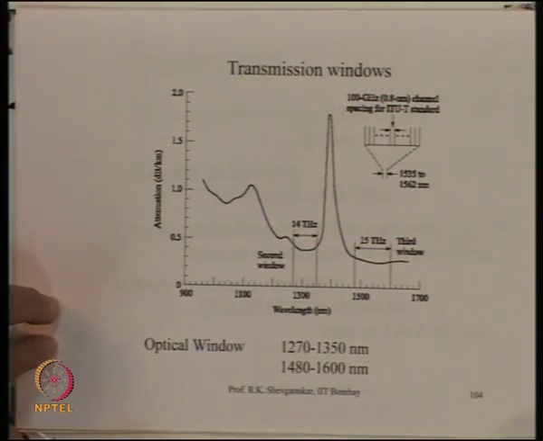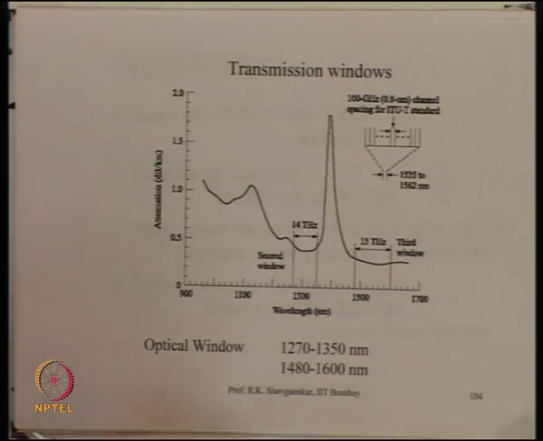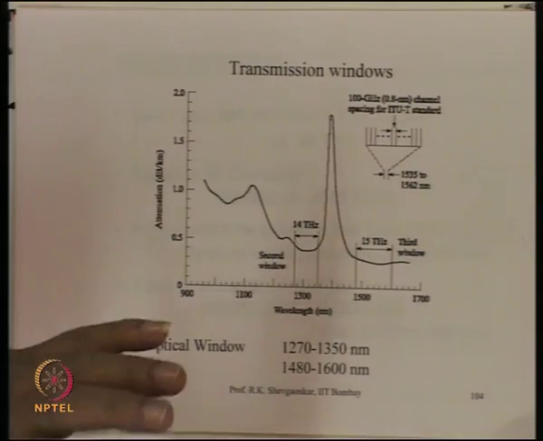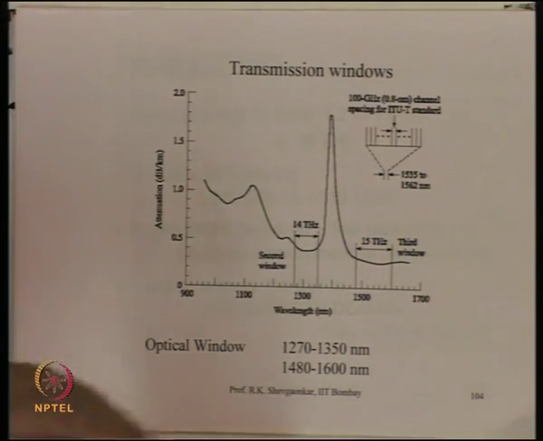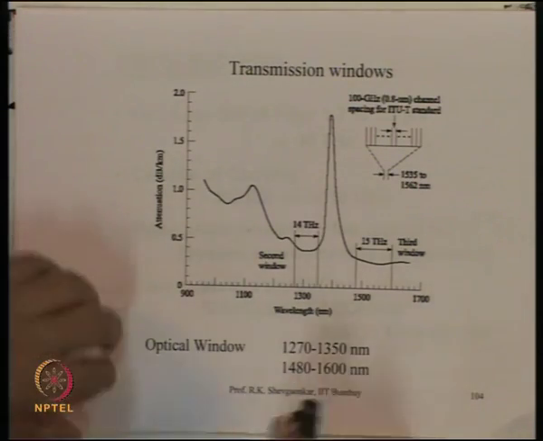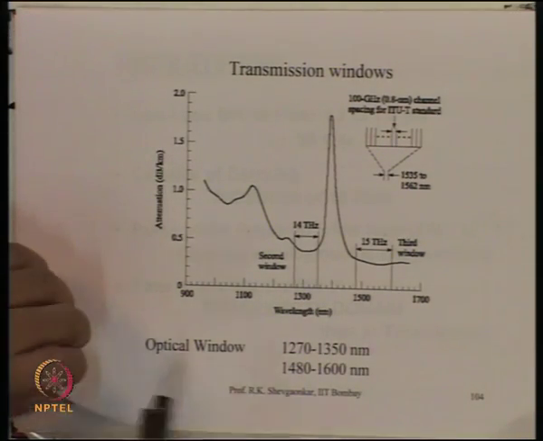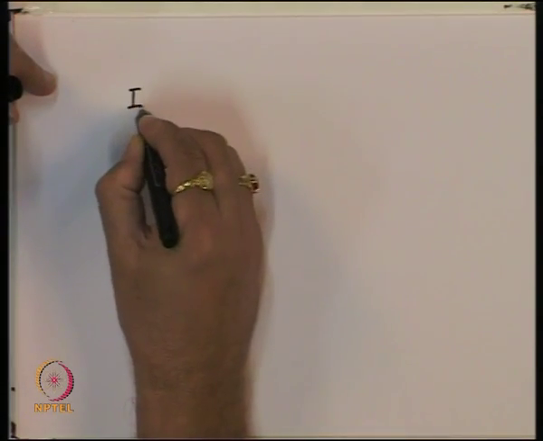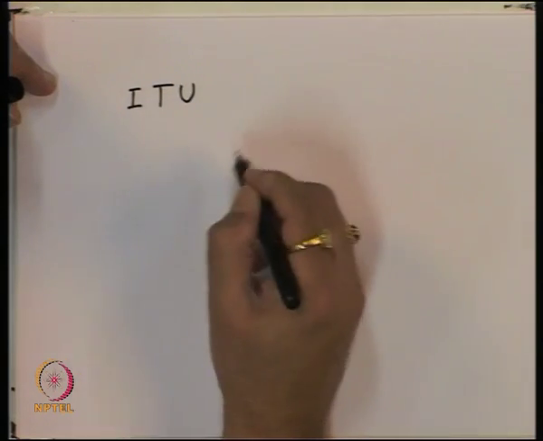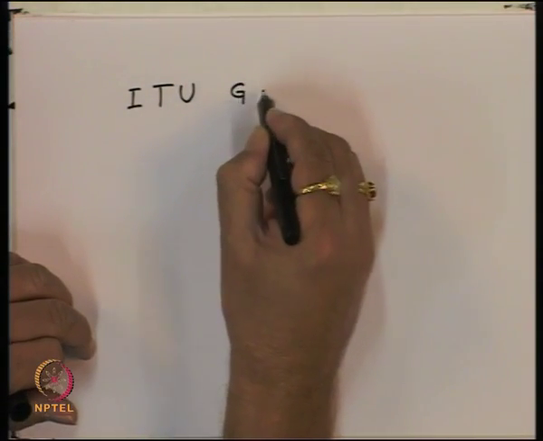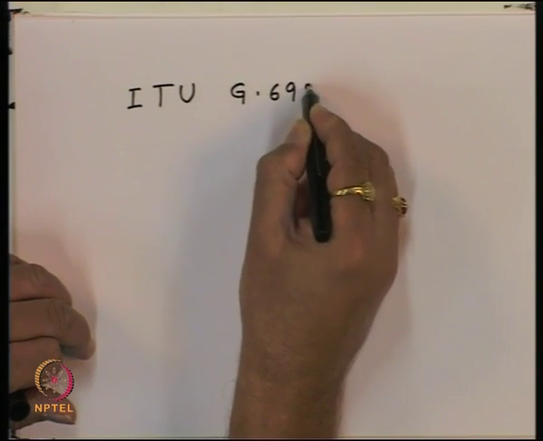What ITU has specified is that within this window of 1550 nanometer, we can put multiple channels, each carrying a data rate of, let us say, 10 gigabits per second. And these wavelengths, just to avoid clashes and interference, have to be on a fixed grid, which we call the ITU grid. So in a WDM system, as per the ITU, which is the International Telecommunication Union, we have a standard which is G.692.